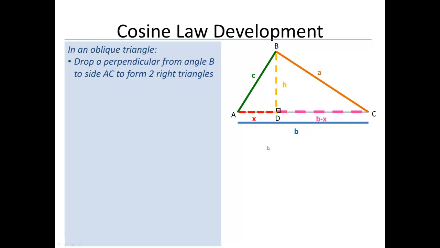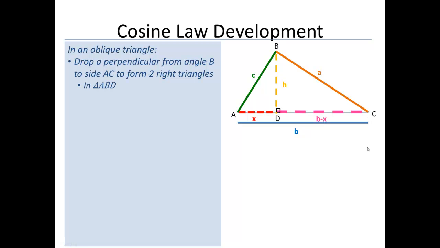What we're then going to do is rename the sides in the two smaller right triangles. So on the left, I'm going to call this side X. And on the right, since the entire length is B and this little piece is X, this side here will be B minus X.